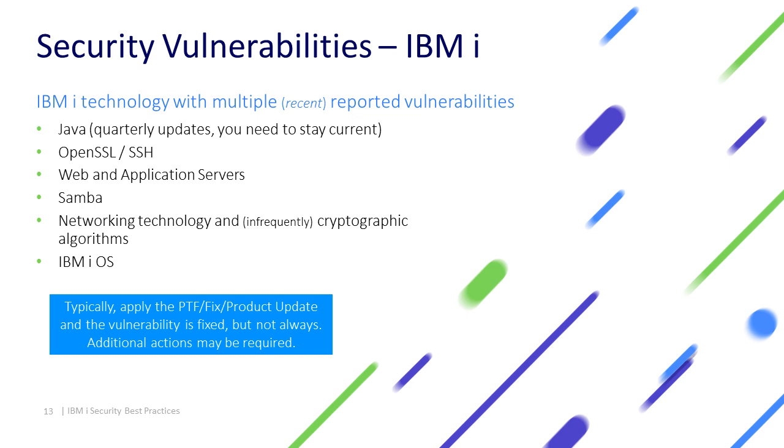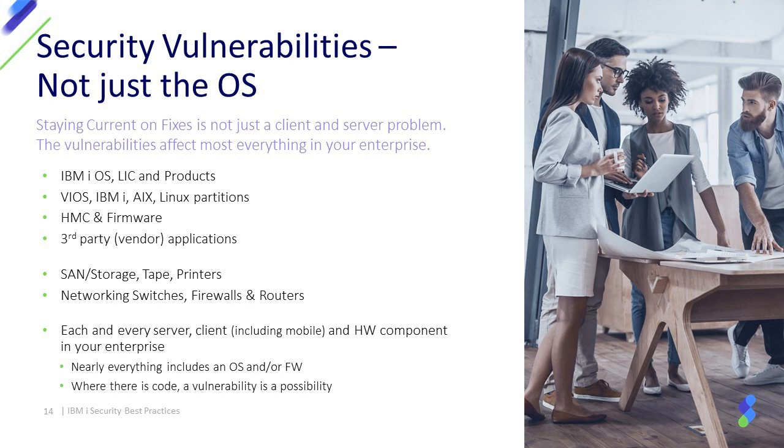Some of them are very low severity, but some are not. Same with OpenSSL and OpenSSH. That's being patched and updated every quarter by IBM, plus a lot of the other areas. The IBM i OS is on this slide, but considering the amount and volume of code that's in IBM i OS, it's been relatively stable. But certainly there are occasionally security problems reported there. All right, so it's not just the OS either.